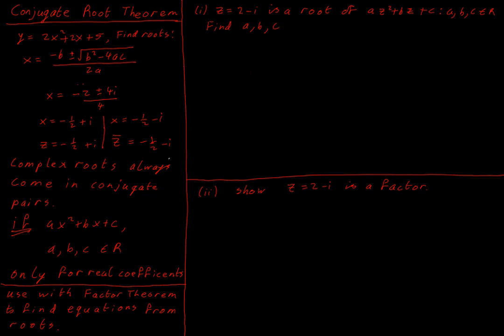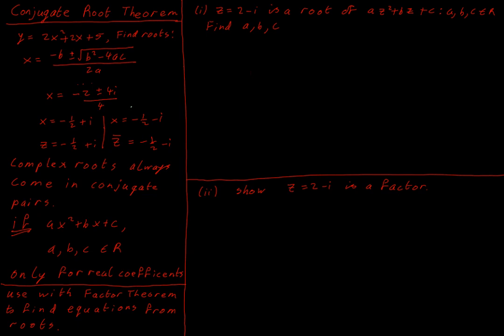And we'd also see this in our work with surds. Now, if we take the equation y is equal to 2x squared plus 2x plus 5, and we go to find its roots, we'll find we can't factorize it. So if we go to the minus b formula, we work down through our problem, and what we will find at the end is we end up with x is equal to minus 2 plus or minus 4i all over 4, which simplifies down into x is equal to minus a half plus i, or x is equal to minus a half minus i.